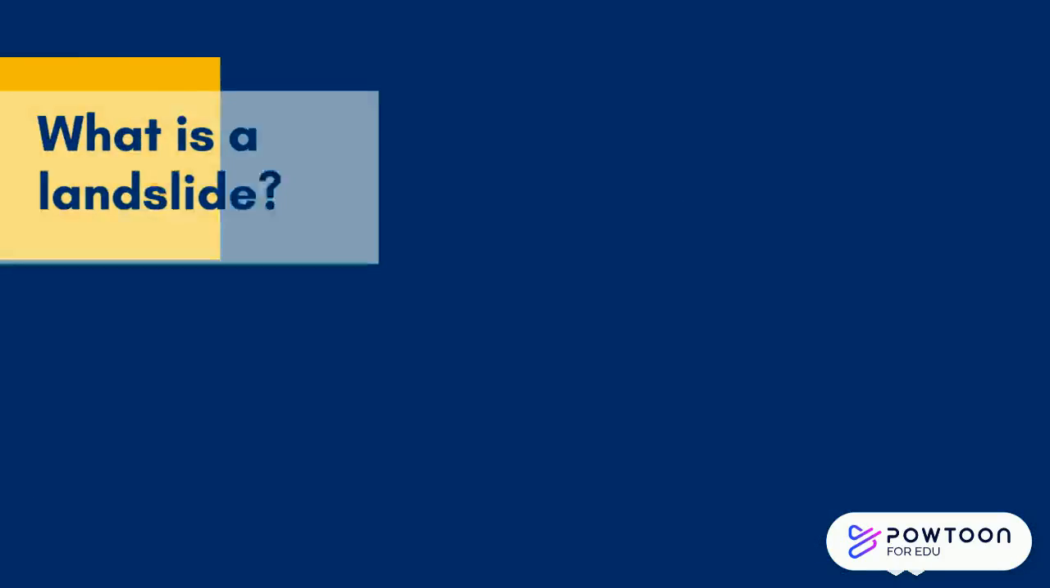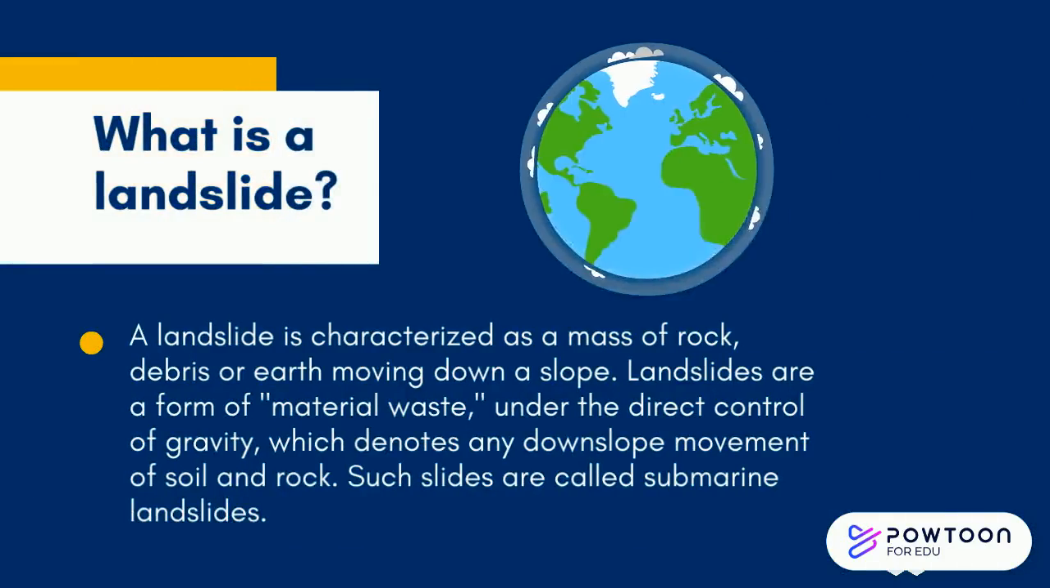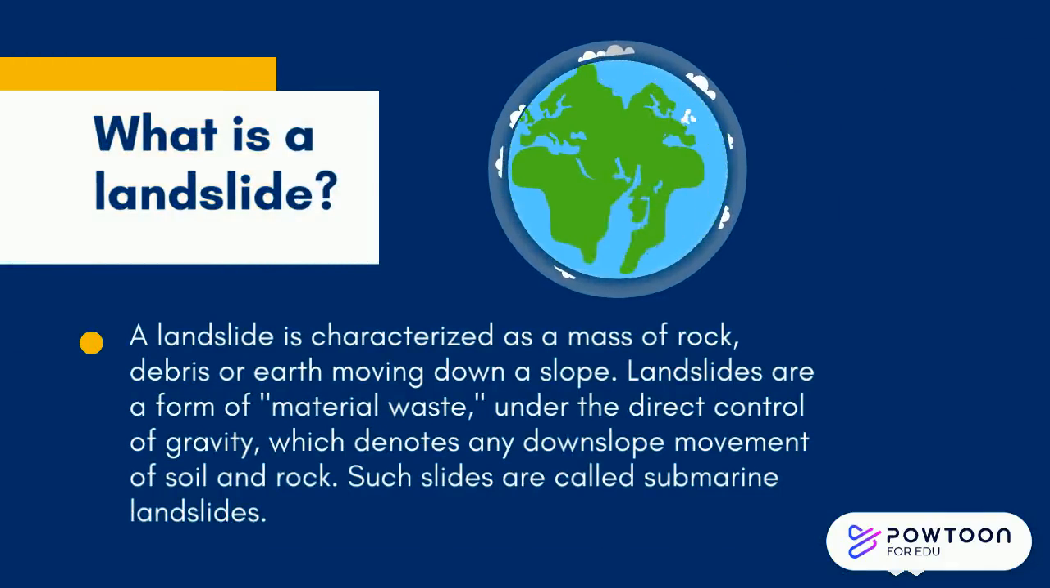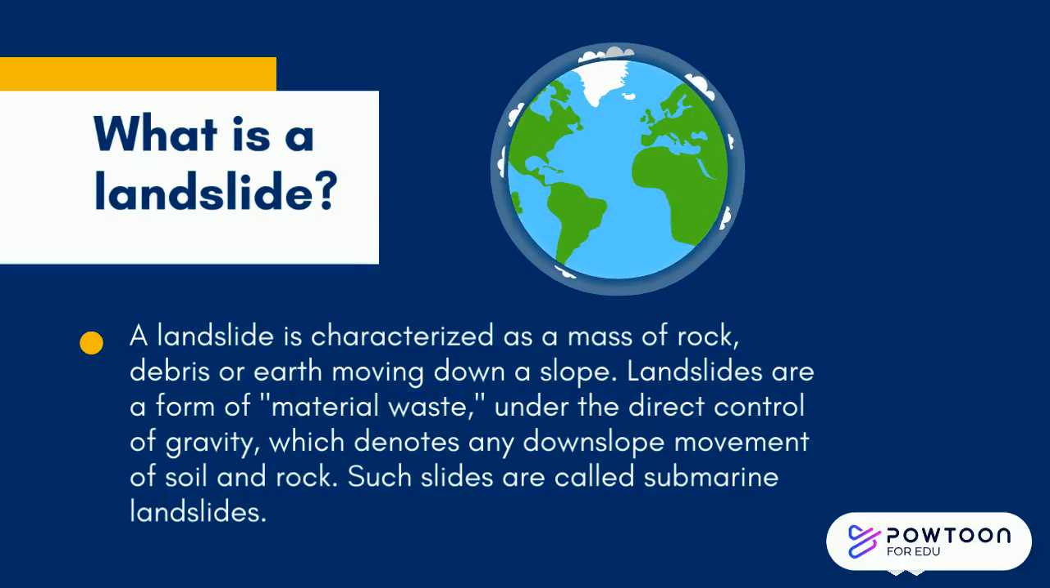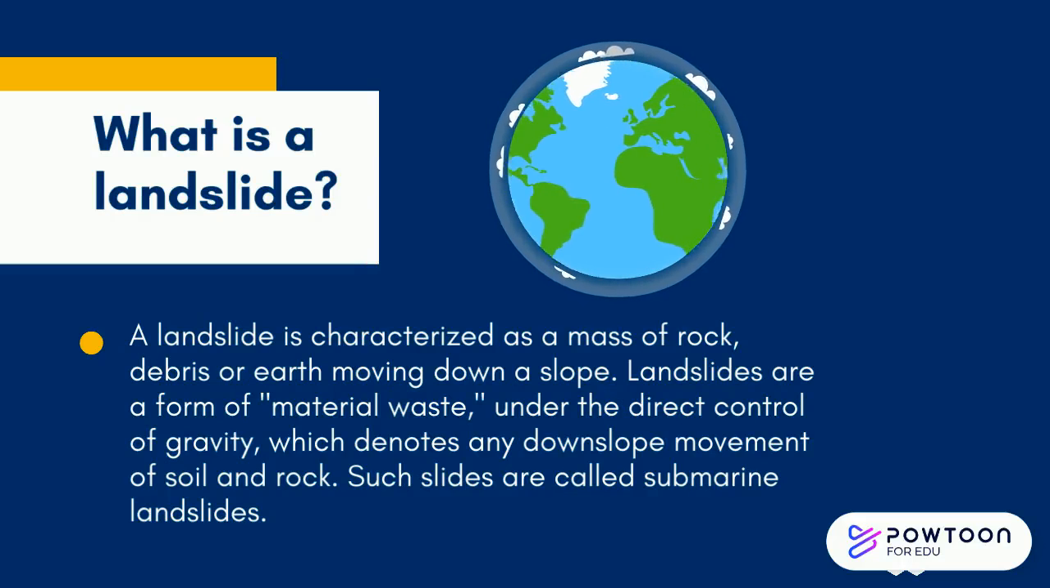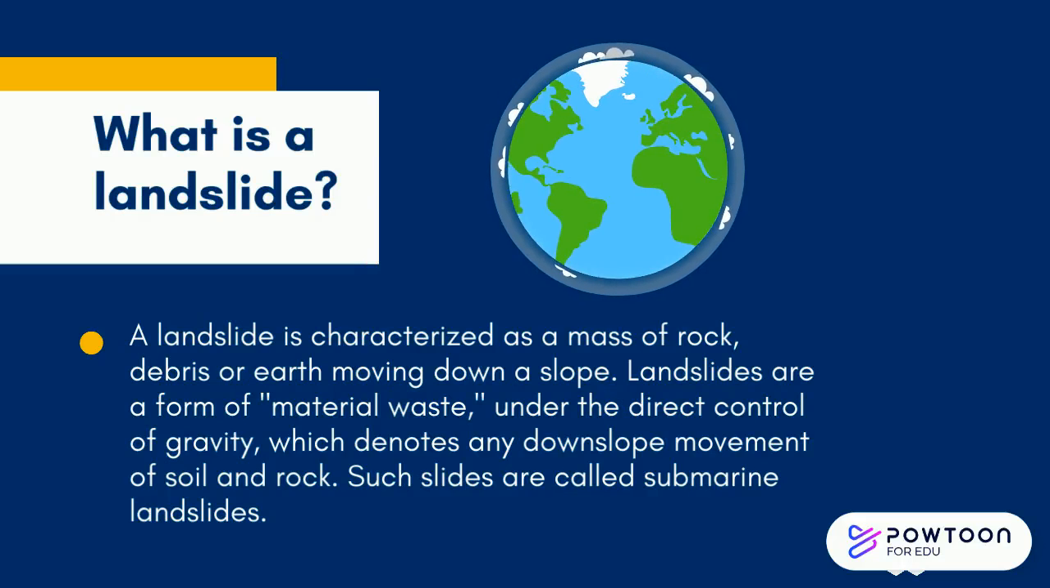A landslide is characterized as a mass of rock, debris, or earth moving down a slope. Landslides are a form of mass wasting under the direct control of gravity, which denotes any downslope movement of soil and rock. Such slides under the sea are called submarine landslides.